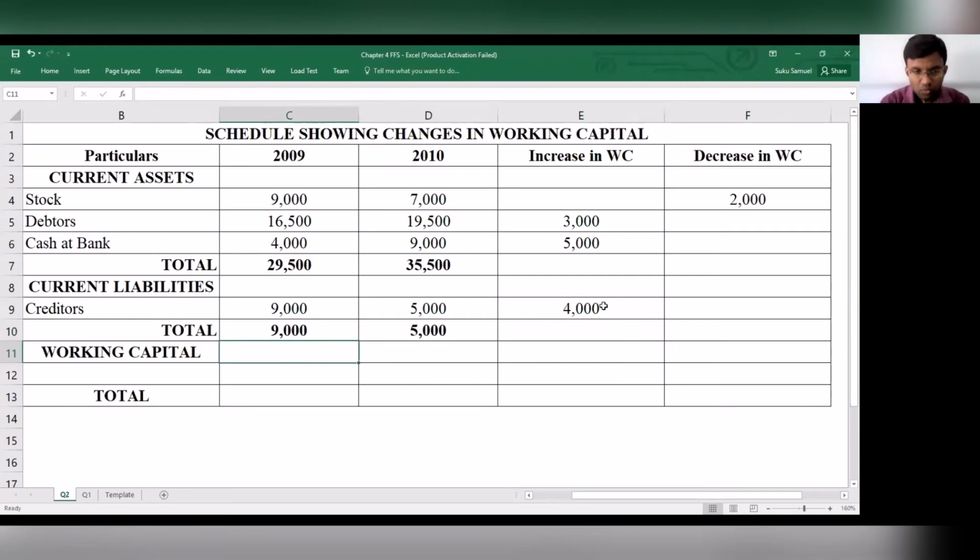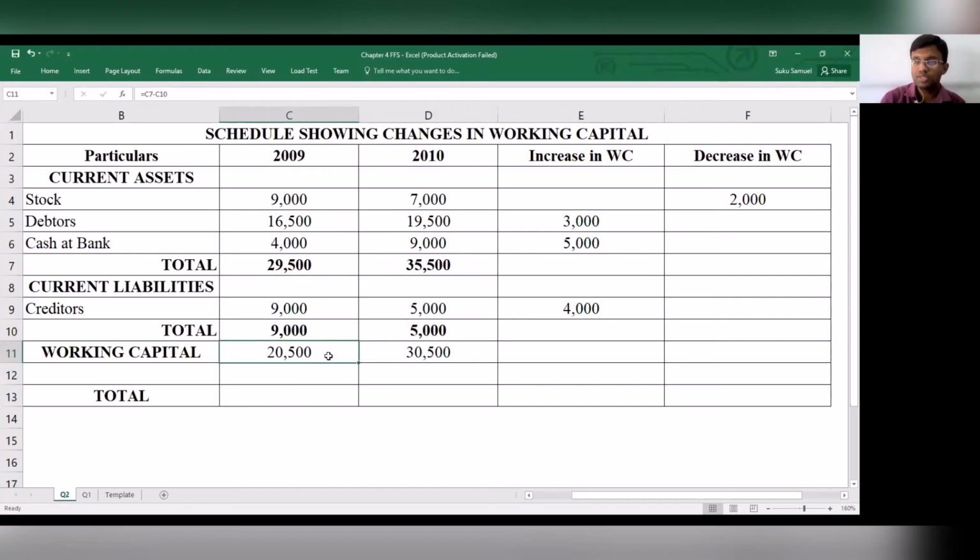Now let's calculate the working capital. How do we calculate working capital? Working capital will be total current asset minus total current liability. So here working capital is 20,500. Here it will be 35,500 minus 5,000.